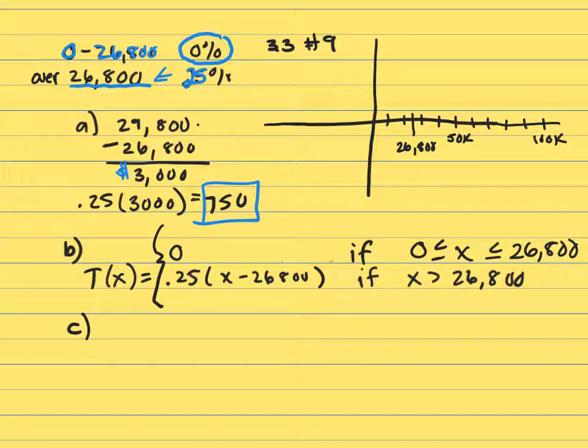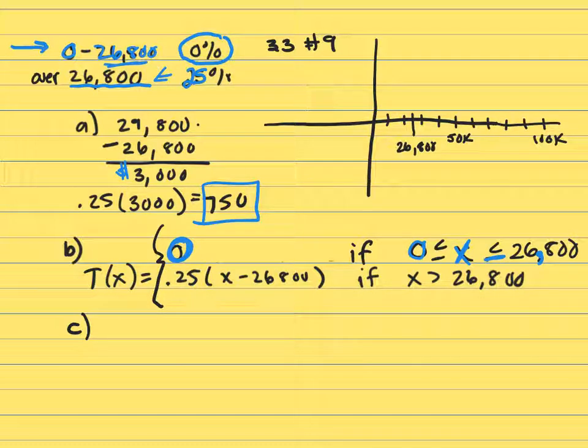And then part B is a piecewise function, okay? So look at what's given. Between 0 and 26,800, including it, you don't pay any tax. So you don't pay any tax money if X, whatever your dollar amount is, is between 0 and 26,800, including it.